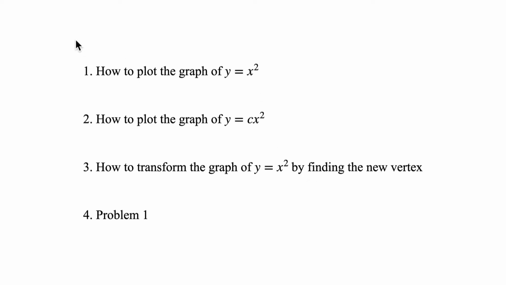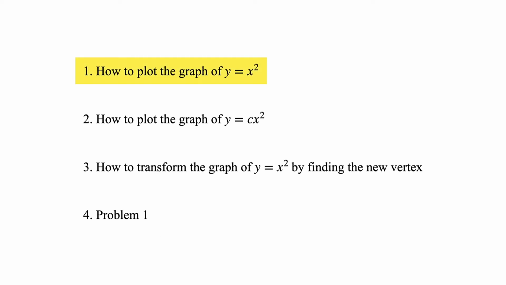So here is the plan. First, I will show you how to plot the graph of a very simple second-degree function, y is equal to x squared. Then what is happening if we multiply this x squared by some coefficient. Then how to transform the graph of this simple function by finding the new vertex, and here at this point you will use the completing the square technique, and I will illustrate it with some examples which are together forming problem number 1 in this section.